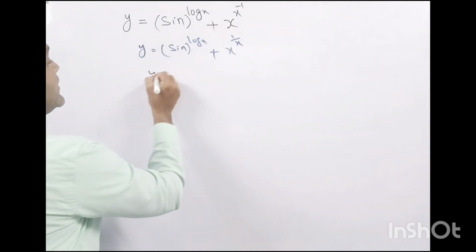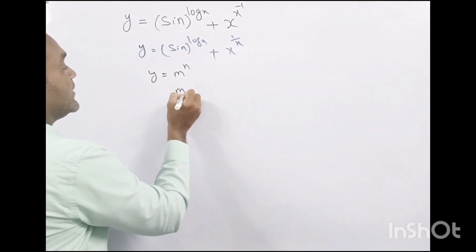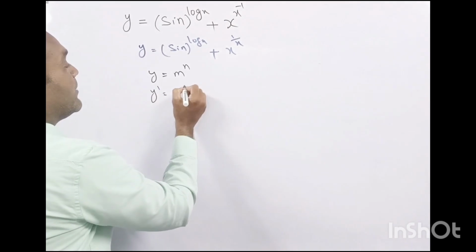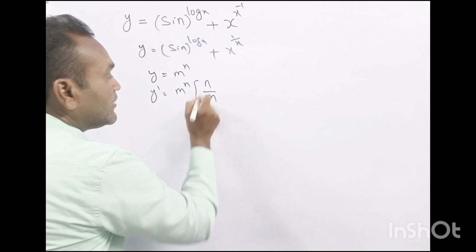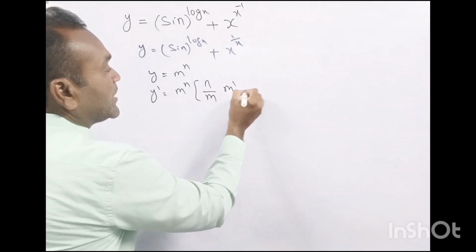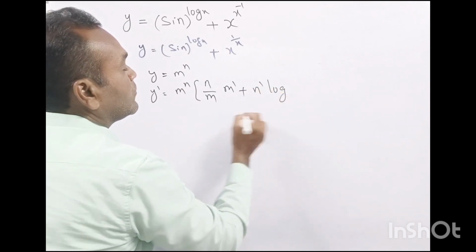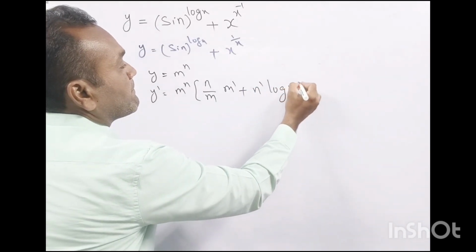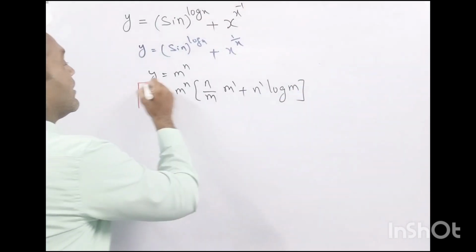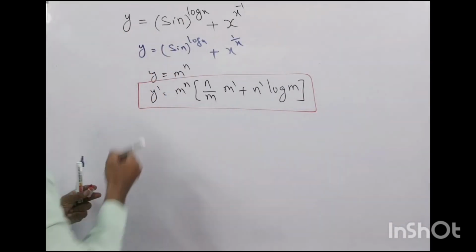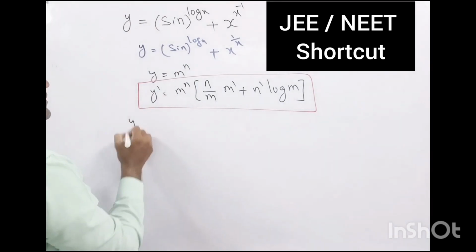If y equals m power n, then first we will write the derivative of y will be m power n, then we'll start the bracket, n by m, then the derivative of m, plus the derivative of n, then log of m. This is the formula we will use, and it will take hardly 5 seconds to find the answer. Now let us start y dash.